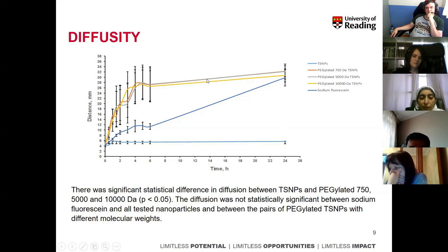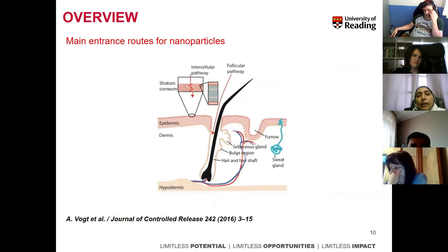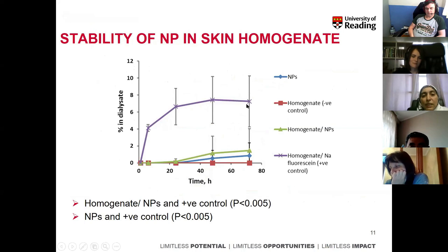If we move on to the next set of experiments, which focused on the diffusion of nanoparticles onto the hair follicles. So the main entrance route for nanoparticles through the skin is either through the intercellular pathway or the follicular pathway. So before taking any experiments, the stability of these nanoparticles was studied.